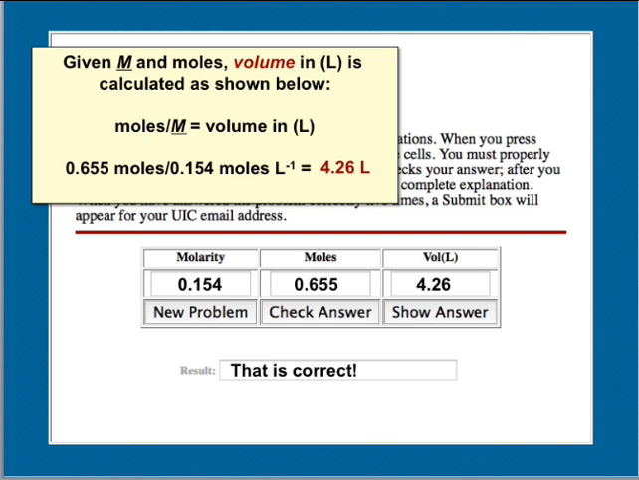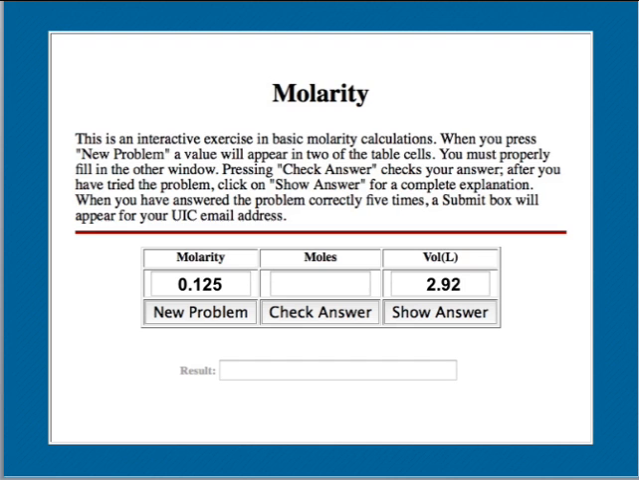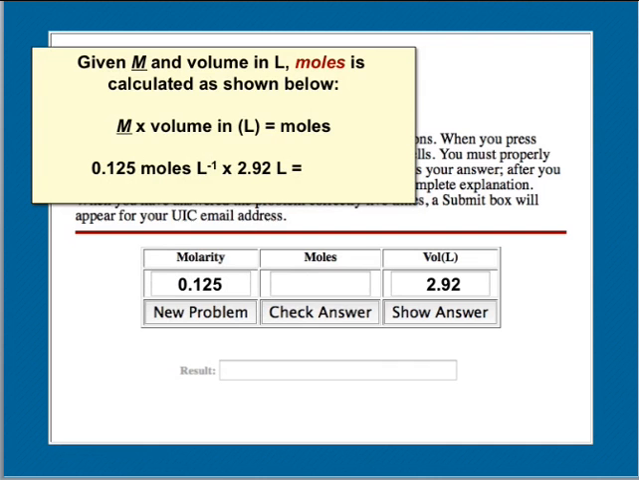One more, work this one and I'll hush. If our molarity is 0.125 and we have 2.92 liters of it, how many moles are there? Well, again, if molarity is moles divided by liters, then liters times molarity will give us moles. Molarity times liters gives us moles.